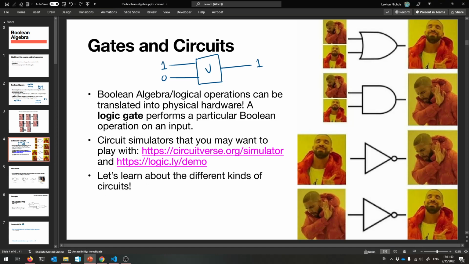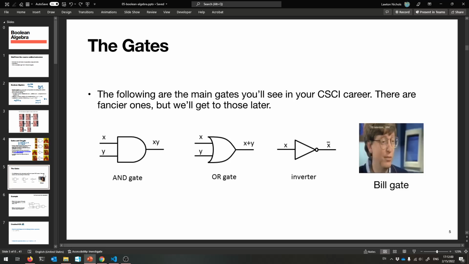Okay? So we're going to learn about each of those different kinds of circuits, and it's really just a pictorial form of a Boolean expression. Okay? So here are the main gates that I care about you learning. Okay? Bill Gates is, of course, a valid logic gate. So you will see these three.